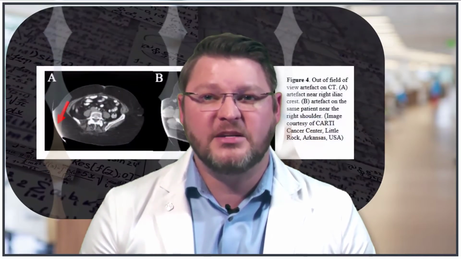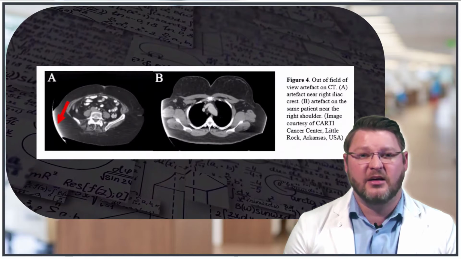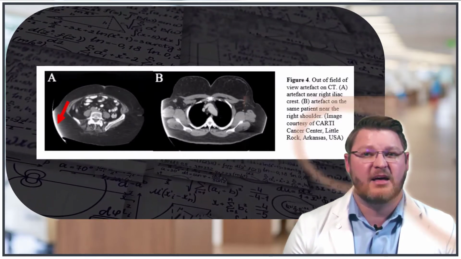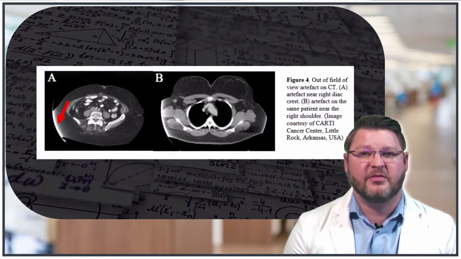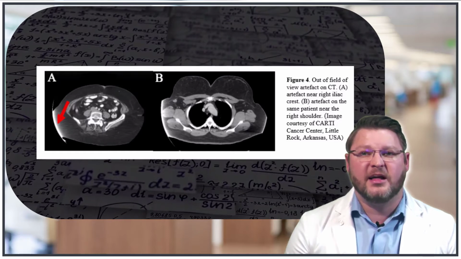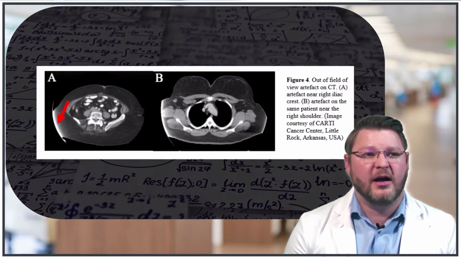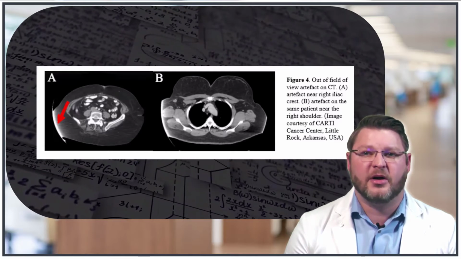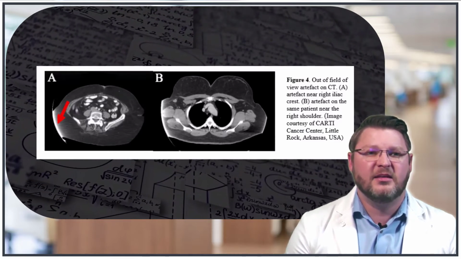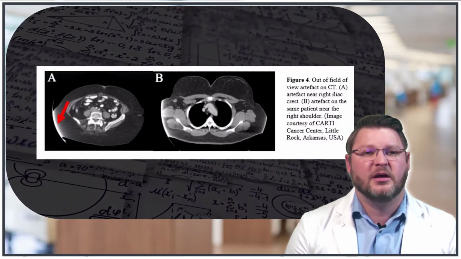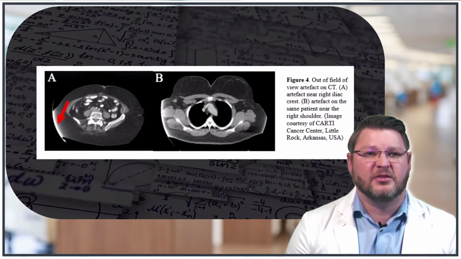If the sinogram edges are set to stretch to the end values, the out of field of view artifact will be greatly eliminated. If you look here, figure 4, this is an out of field of view artifact. Image A, artifact near the right iliac crest, there's bright areas. Image B, artifact of the same patient near the right shoulder. And this is mainly due to the patient not being properly isocentered and the sinogram edges not stretching to the end values.